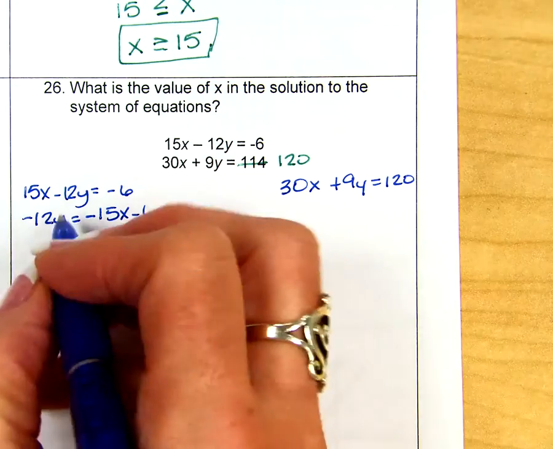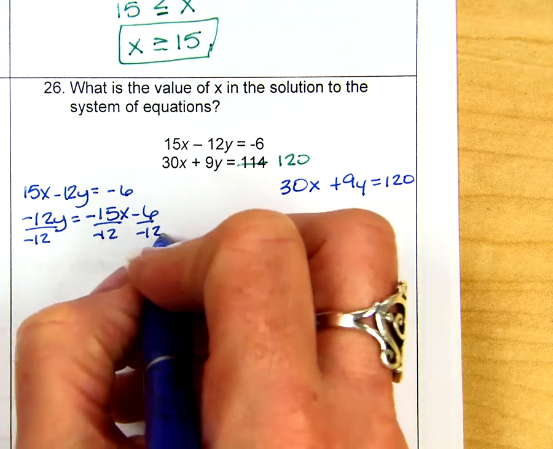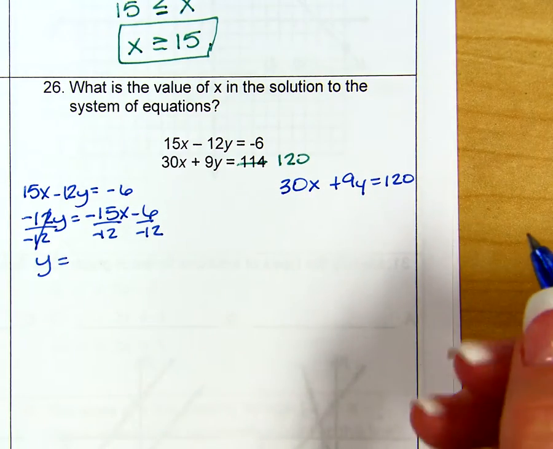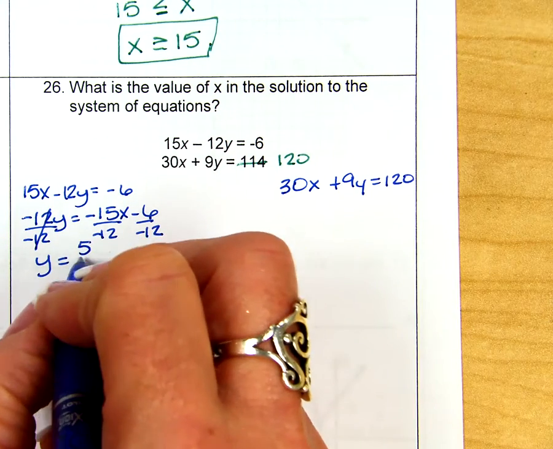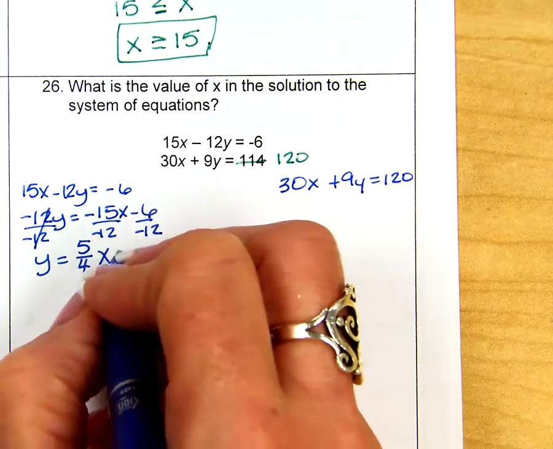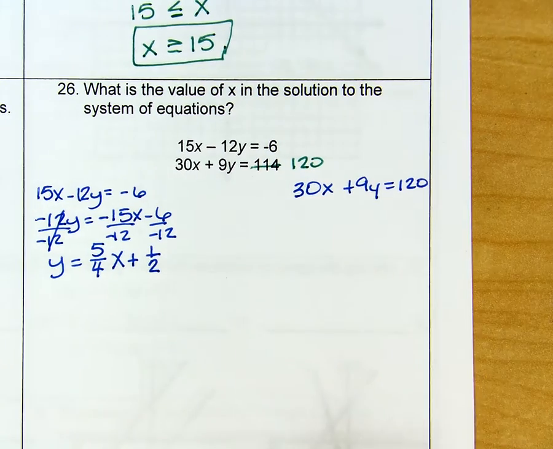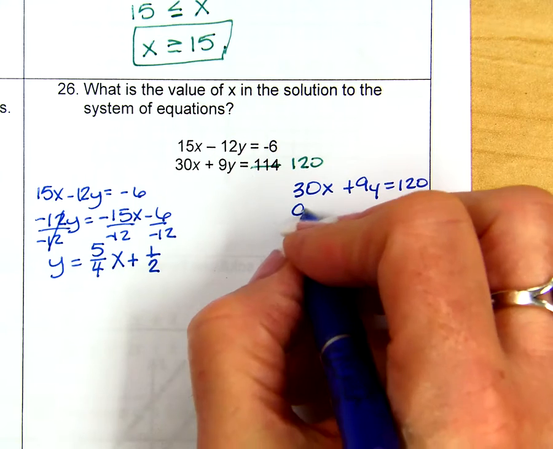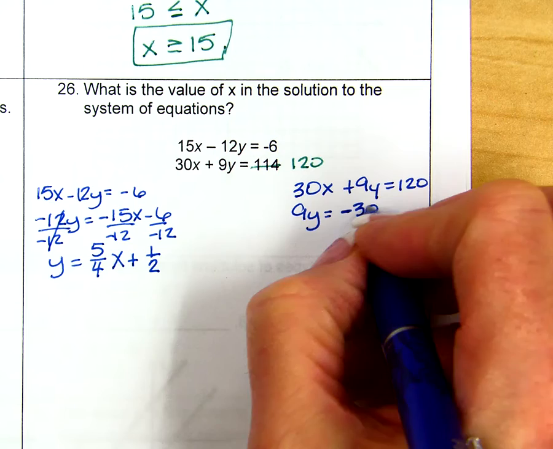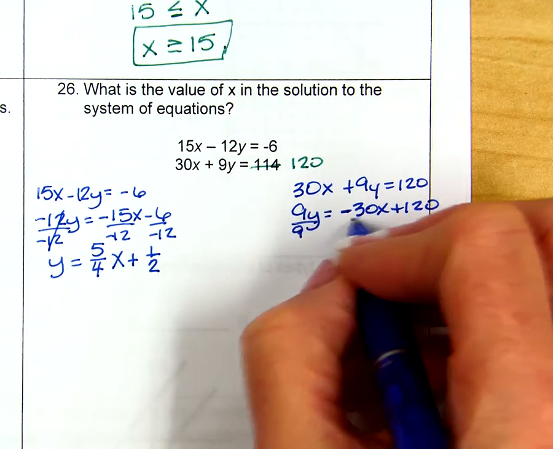From there, we're going to divide everything by -12. -15 divided by -12 is going to simplify to be the improper fraction 5/4. And -6 divided by -12 is actually the fraction 1/2. So here's our first equation. Our second equation, again, we will subtract the x term from both sides. So we're going to get -30x plus 120. At this point, we will divide everything by 9.